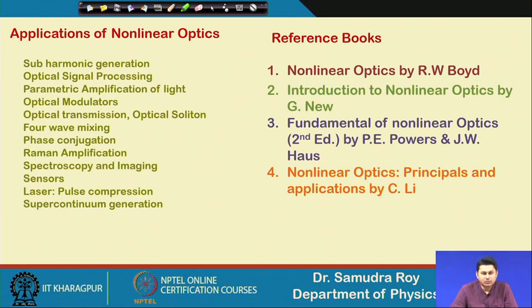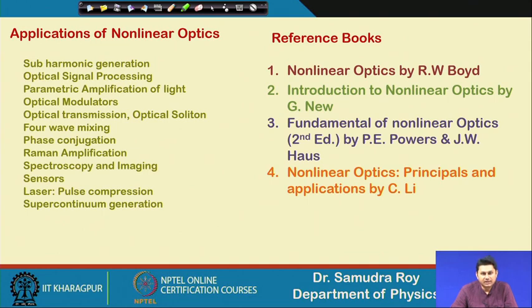Then Raman amplification: we launch a light in a Raman active medium, and we generate Stokes and anti-Stokes waves, so some sort of amplification of light is still there. So, amplification and different frequency generation are the most important aspects of nonlinear optics, and in different applications these features are always used. Spectroscopy and imaging, sensors, lasers, pulse compression, and finally supercontinuum generation: these are similar kinds of applications that we have already mentioned.